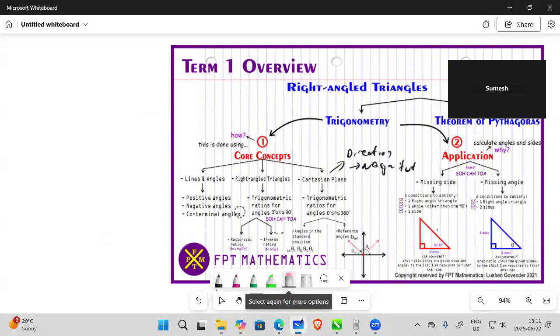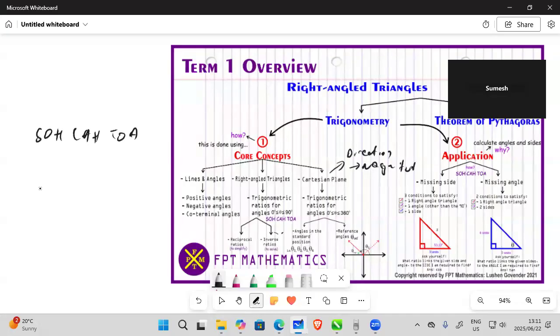So, we're talking about right angle triangles, and the ratios. So SOH CAH TOA, right? Now, we have two things. We have reciprocals and inverses.